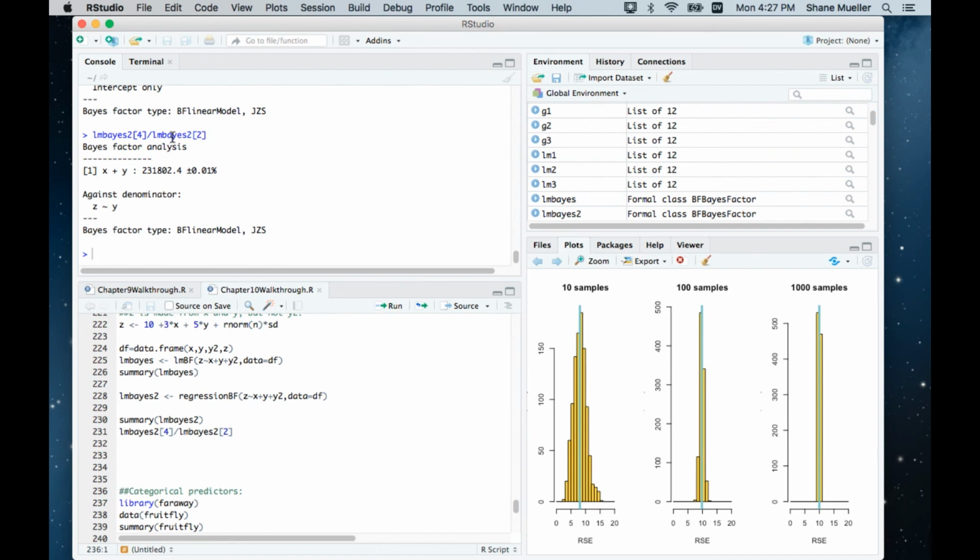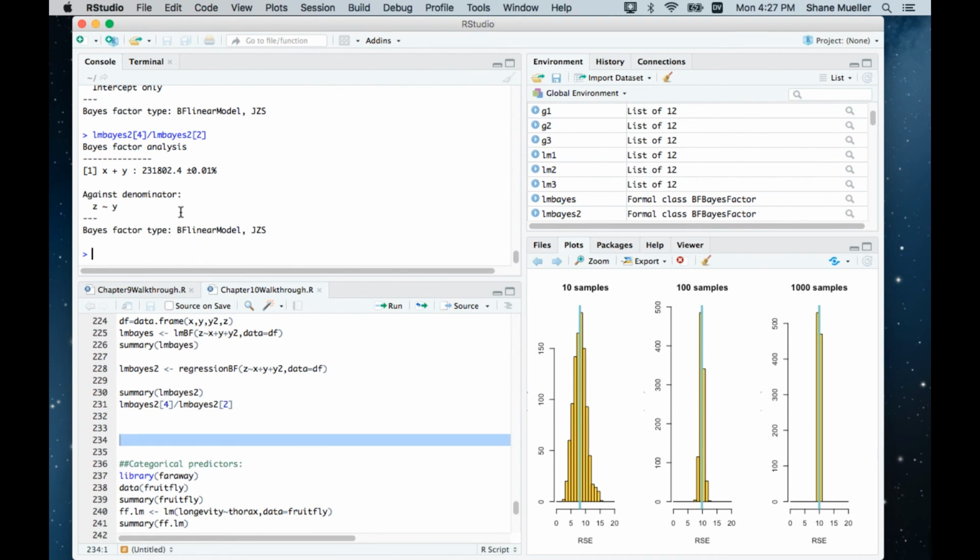So here it says, I'm going to compare model 4 against model 2. So model 4 has x and y, and model 2 has just y. And so in the context of y, x is 231,000 times better than y alone. So that tells you why x is important even in the context of y. Even if they happen to be similar, x buys you more than y does alone. You can do a bunch of these types of comparisons to get at the different factors here, though.